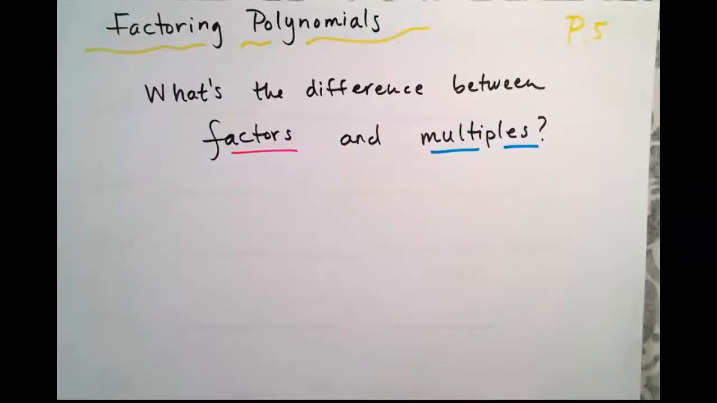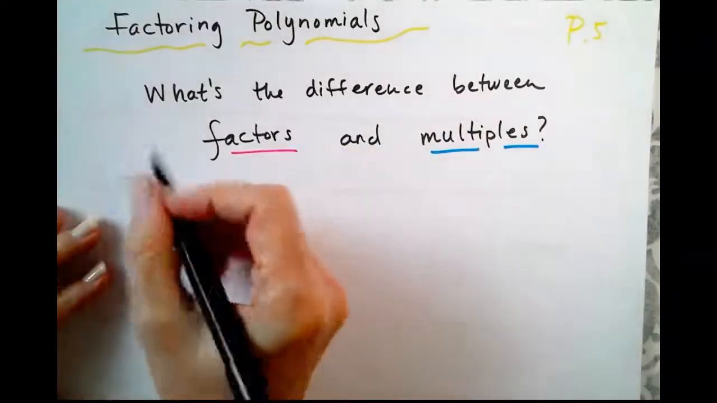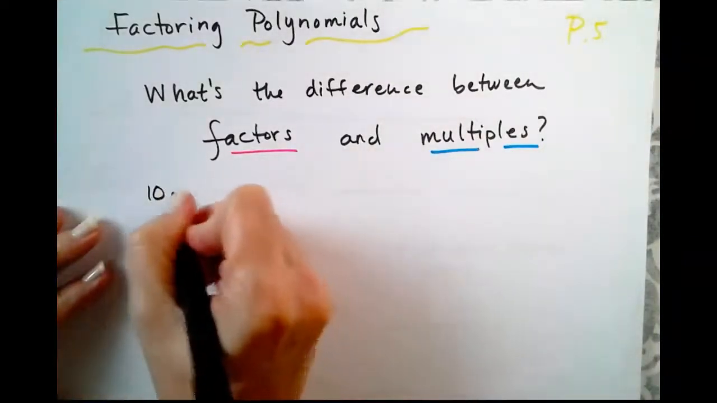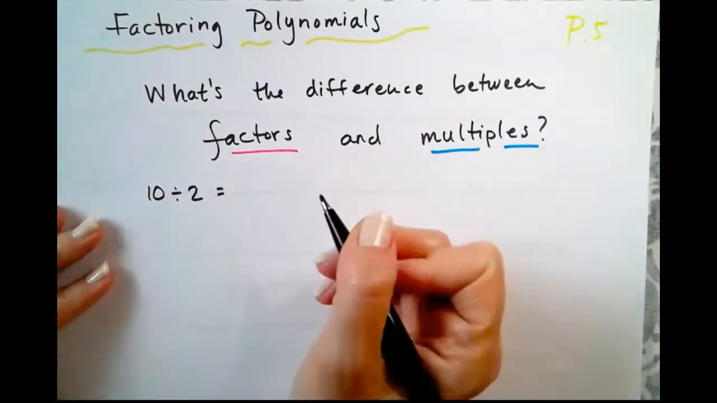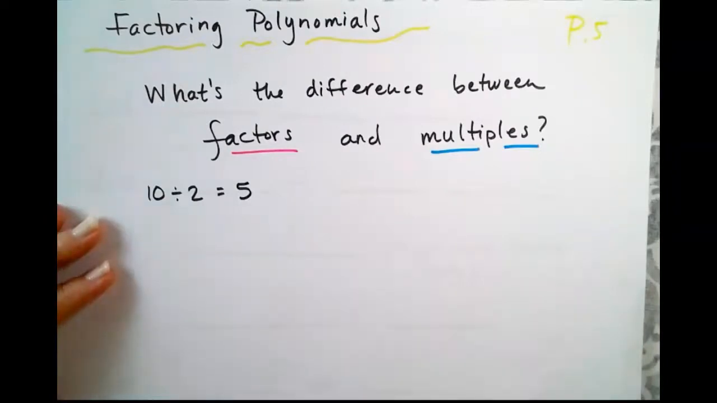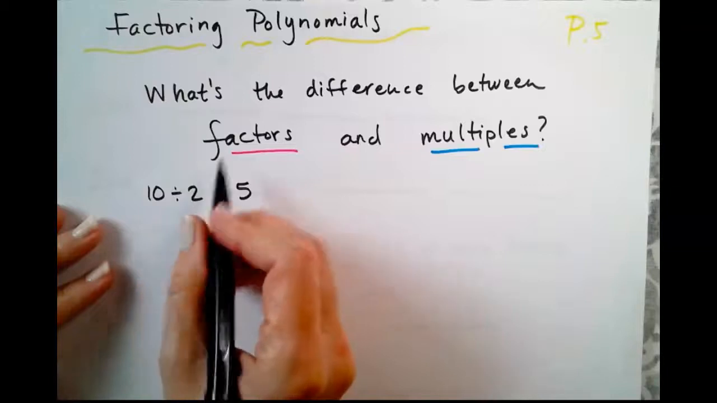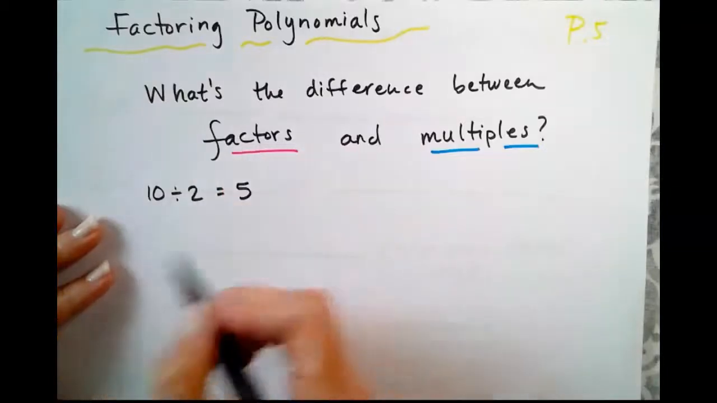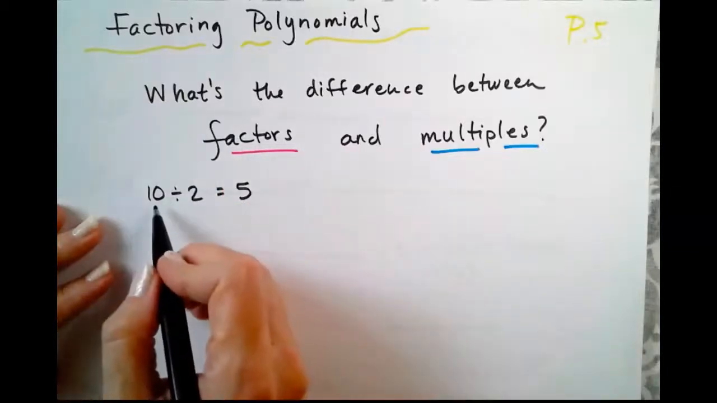So P5 is about factoring polynomials. What's the difference between a factor and a multiple? Well, let's look at something simple like 10 divided by 2. If we take 10 divided by 2, we get 5, the whole number 5, which tells us that 2 is a factor of 10 and 5 is a factor of 10.